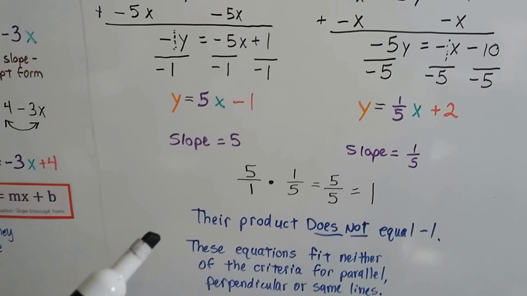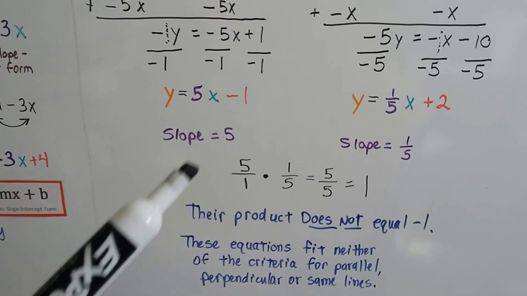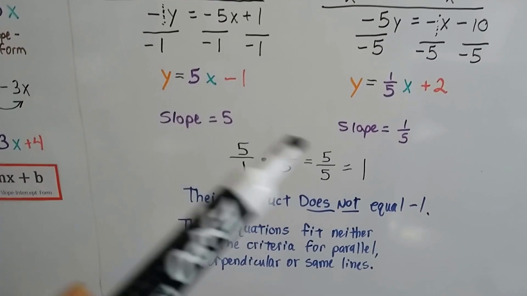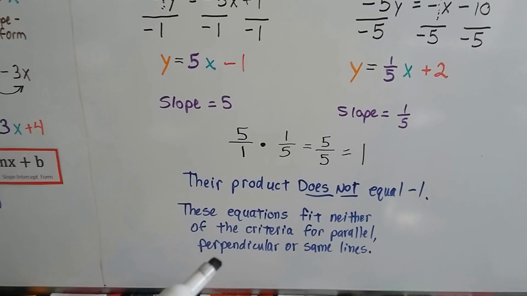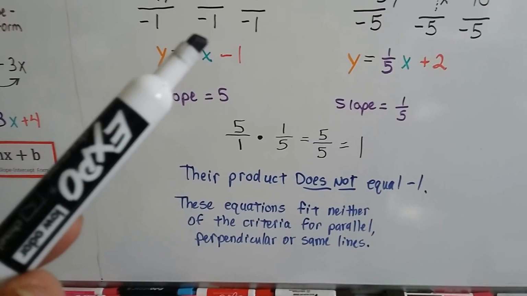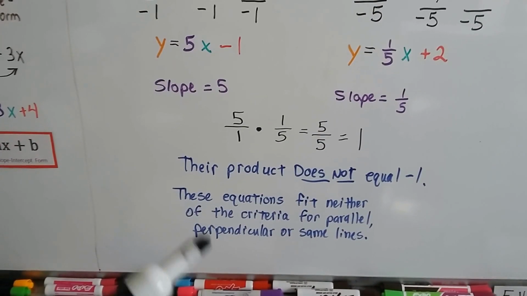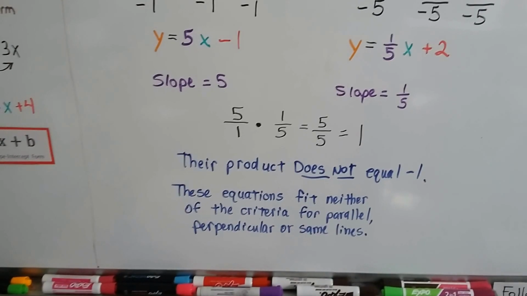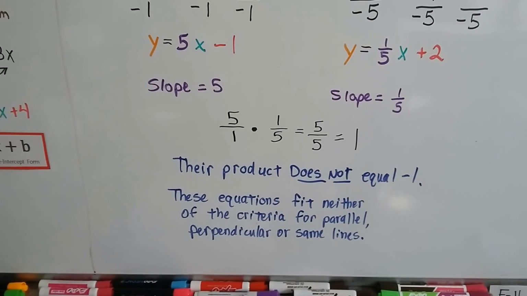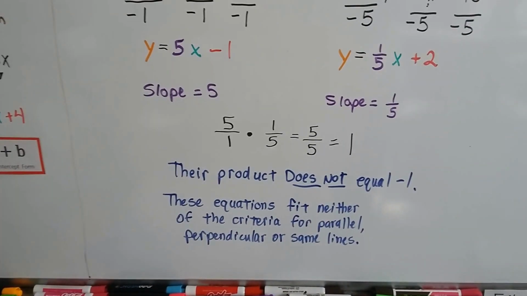Do they have the same slope but different y-intercept b? No, they don't have the same slope. So they're not parallel either. Are they the same line? No, because the equations aren't the same. So these are neither. These equations fit neither of the criteria for the parallel, perpendicular, or same lines.